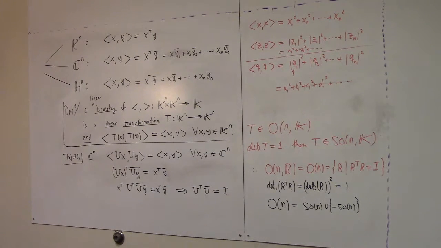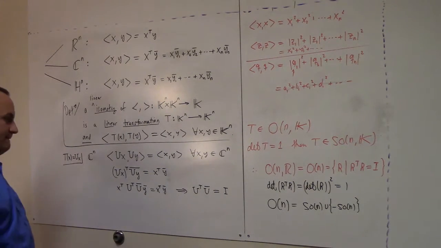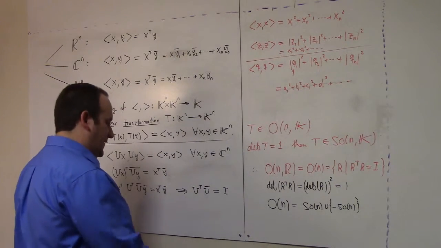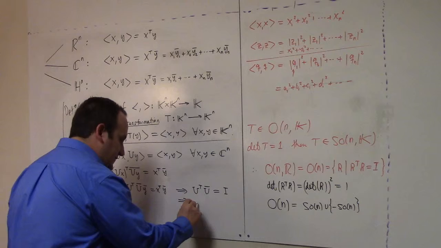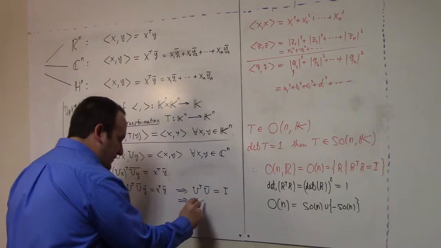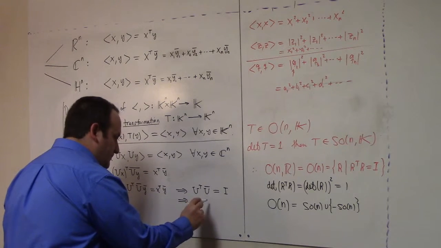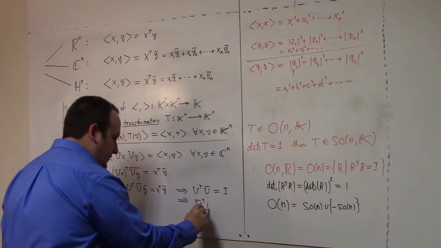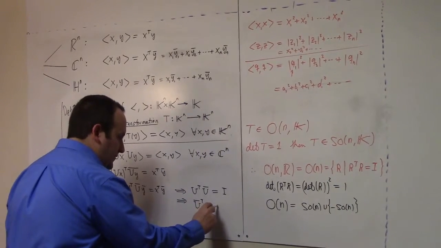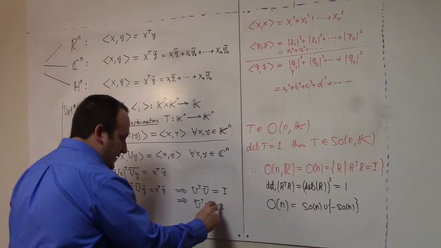Curious. I think we can fix that. Quote unquote fix it. Take the conjugate of both sides. I think it's sort of the standard presentation. So conjugate gives me u conjugate transpose, u conjugate conjugate, which is just u. I conjugate is I again.